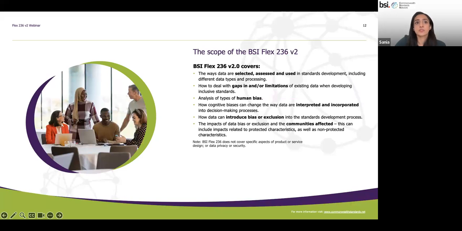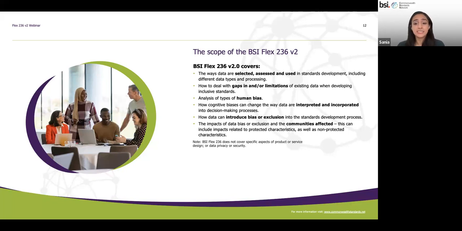Okay, so the scope of the Flex in a little bit more detail and how inclusive data is incorporated within it. So we're going to look specifically, and we'll come on to all of these, at how data is selected, assessed, and used in the standards development process. We'll look at how to deal with gaps or limitations in the existing data that you have for a Flex, that's for a document, for a standard that's already there or one that you're developing, because you won't have perfect data sets. So it is important to just be mindful of how to handle that.